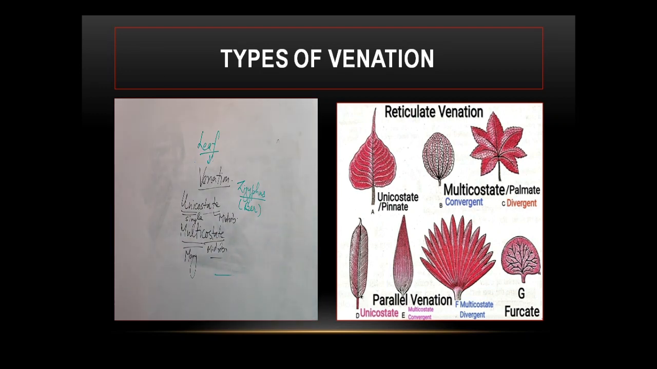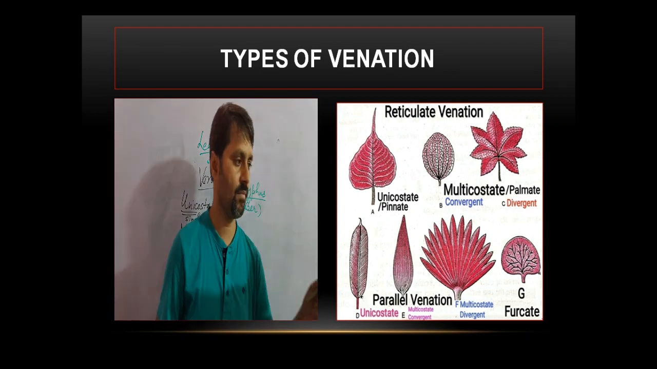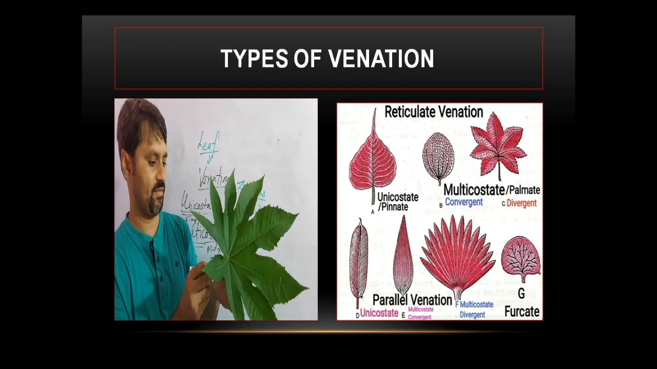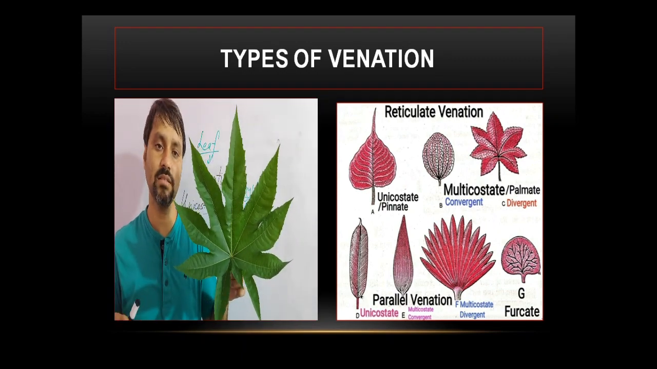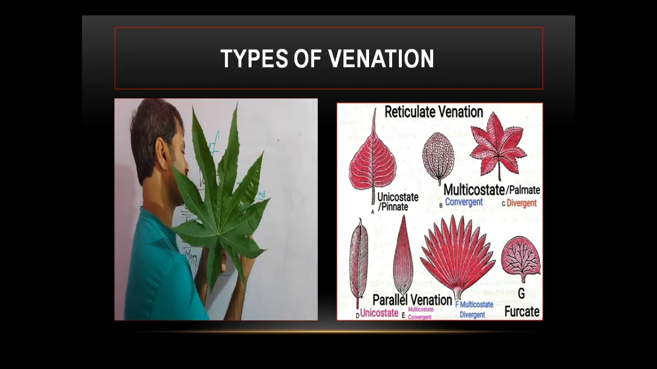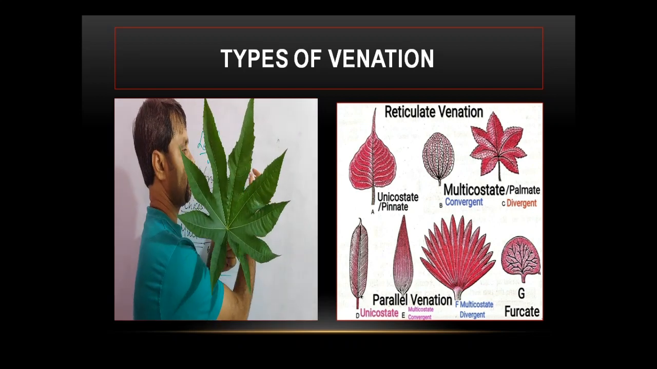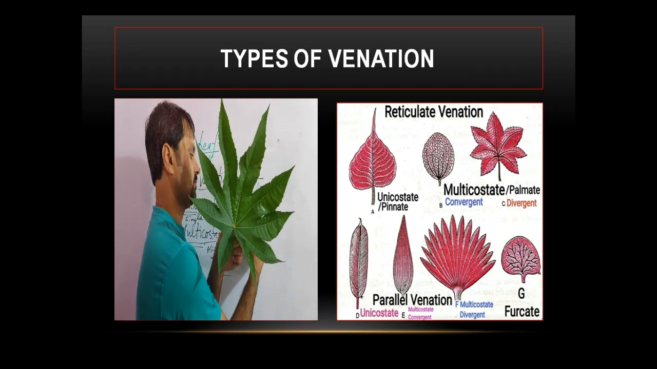You might have also observed one more leaf. This one leaf you have seen. कोई बता पाएगा मुझे कौन सा प्लांट है? Yes, exactly. It is castor. तो मैंने देखा कि convergent इसमें था. Castor.